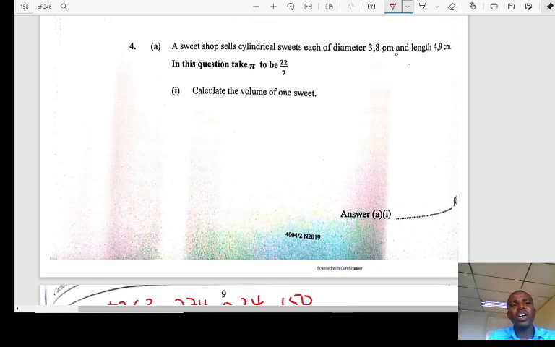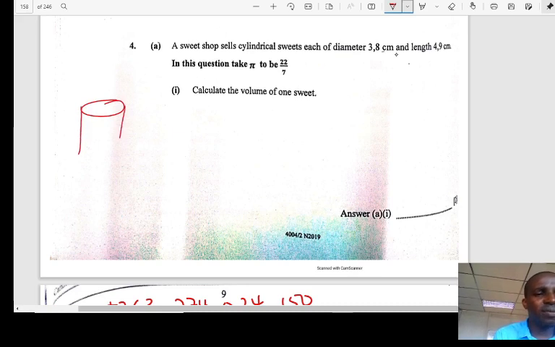Then question number 4. A sweet shop sells cylindrical sweets, each of diameter 3.8 centimeters and length 4.9 centimeters. Take pi to be 22 over 7. Calculate the volume of one sweet. These are cylinders. So a cylinder is like this, and it has a height which can be said to be length here, and in this case is 4.9 centimeters.